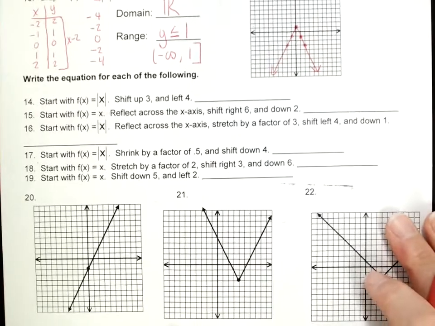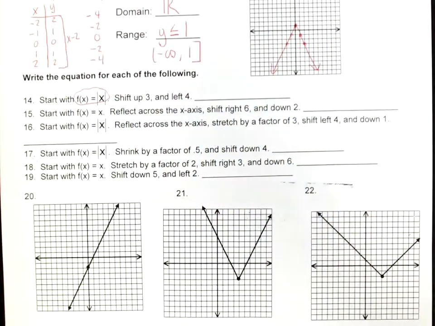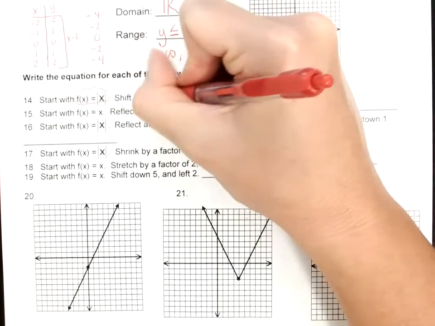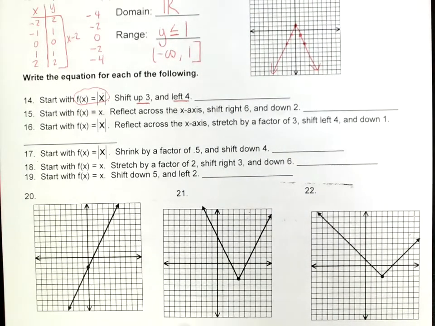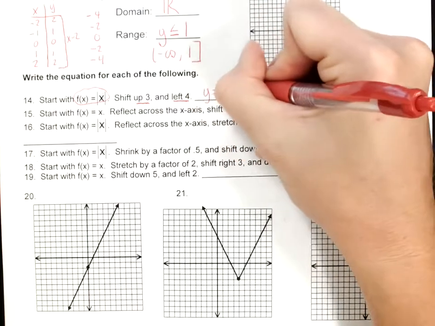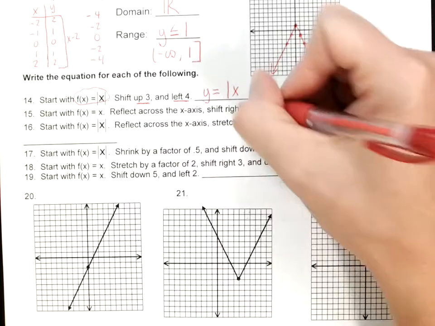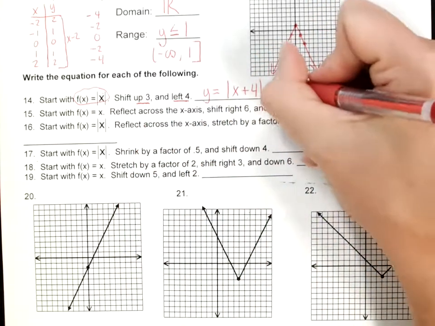Looking at writing an equation, again, you have to pay attention to this to tell you what type of graph to start with. This would like you to take an absolute value graph, go up 3 and left 4. Remember, left and right is inside, up and down is outside. So my equation is going to be y equals the absolute value of x. Left is a plus, so plus 4. Up is also a plus, plus 3.